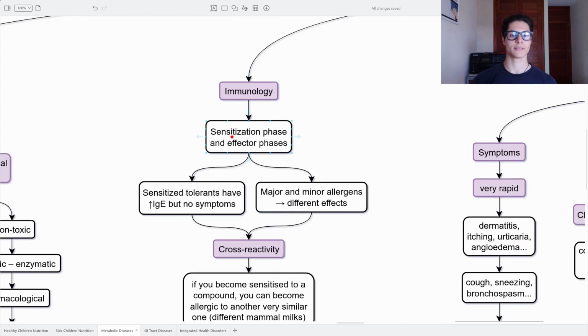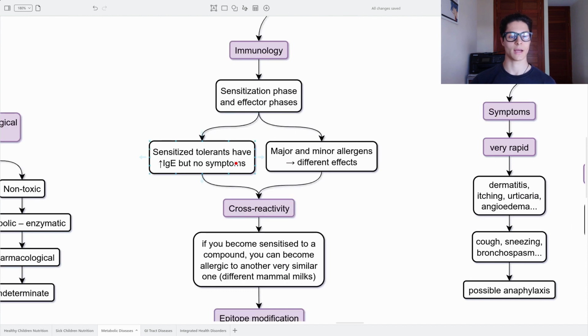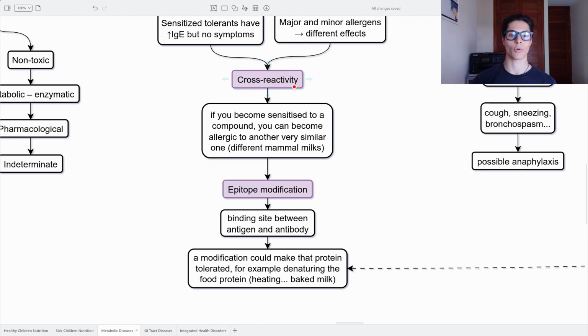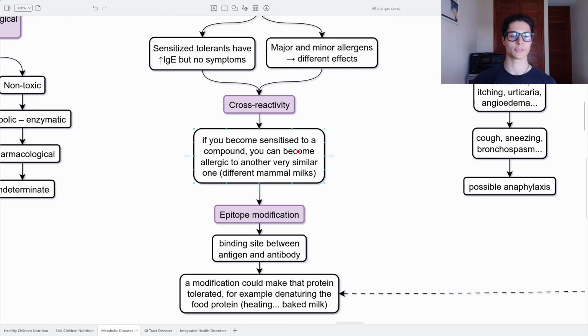Immunology. So there are sensitization phases and effect phases. The sensitized tolerants have high IgE but no symptoms. And there are major and minor allergens. There are different effects depending on the allergen, of course. There is cross-reactivity. This is very interesting. So if you become sensitized to a compound, you can become allergic to another very similar to it. Different mammal milks: for example, if you are allergic to goat milk, chances are you're going to be allergic to sheep milk as well.